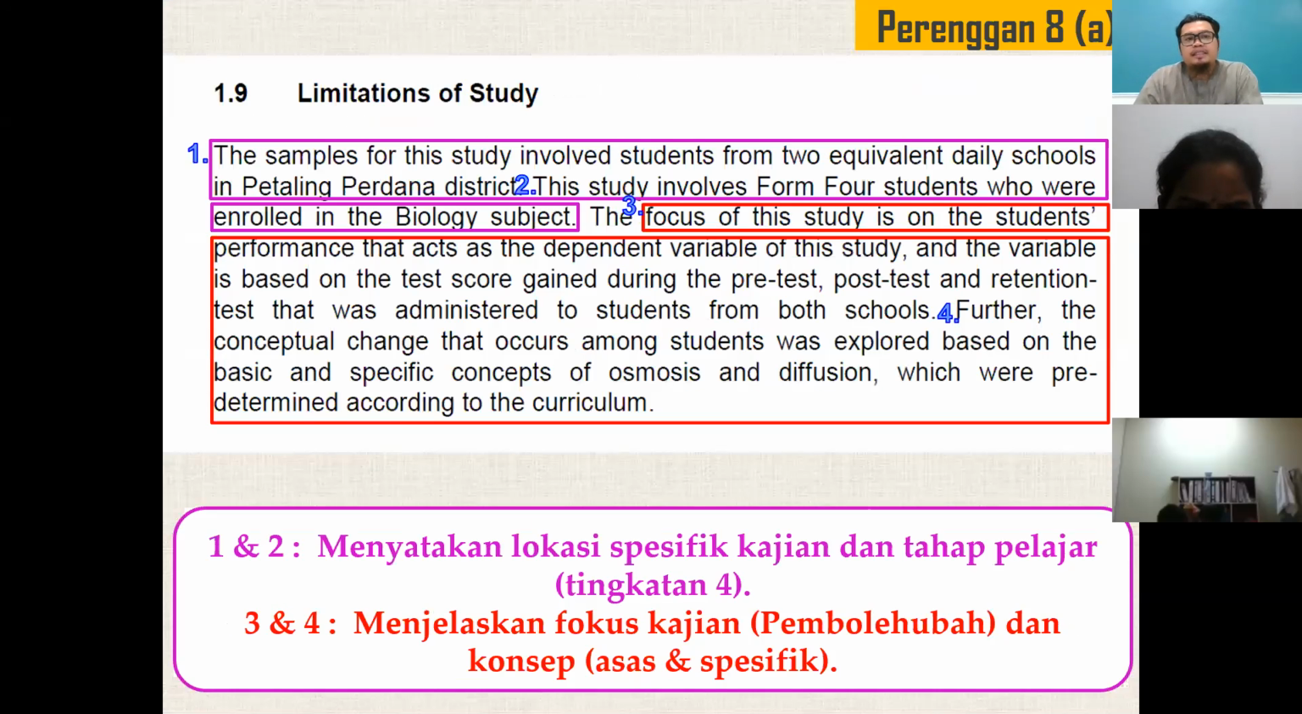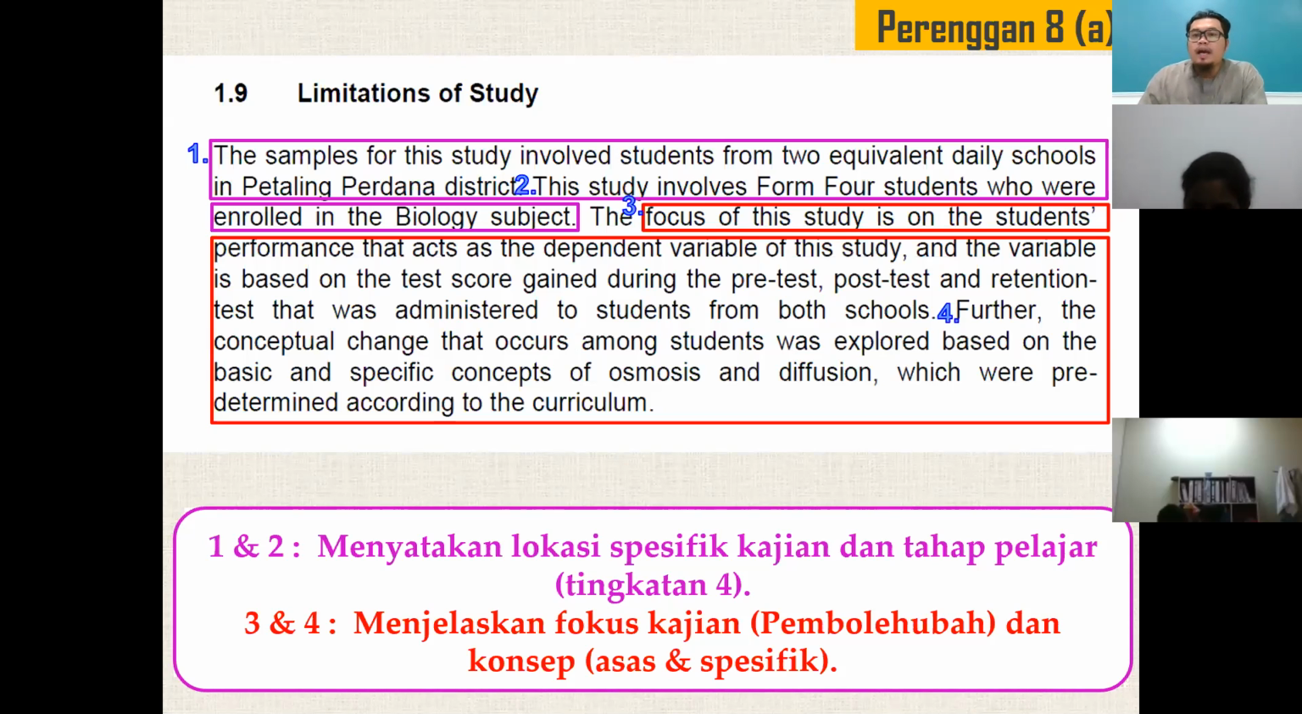They put here the limitation of the study. The sample of the study involves students from two equivalent schools in the Petaling Perdana district. The study involved Form 4 students who were enrolled in the biology subject. So in their first line, they try to highlight the specifics, or that the scope of the research only covers Petaling Perdana, and Form 4 students taking the biology subject.